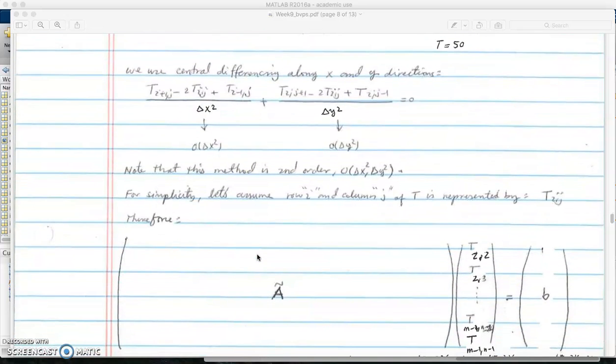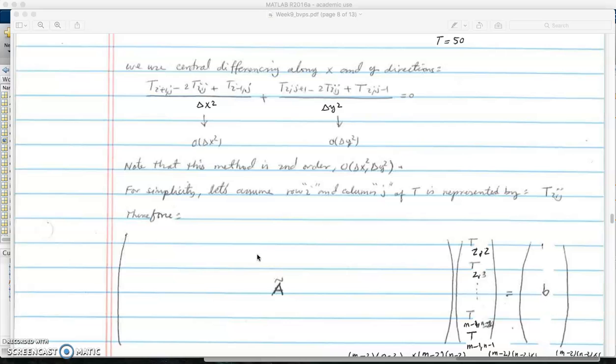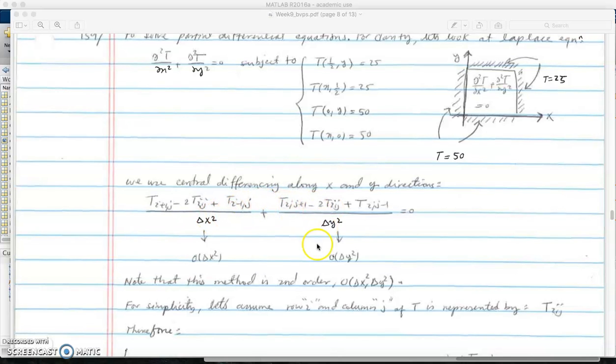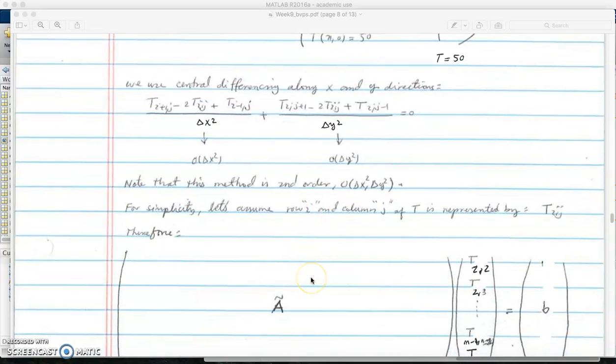To assemble the matrix, you have to go to every point from i equal 1, j equal 1, all the way to i equal n, j equal n. Basically, we're going to go over a grid on this slab, with the i index for x and the j index for y. We go over every i and j, apply this, and get an equation. We put that equation into the matrix. Now, to put that in a matrix, we need to order our unknowns.